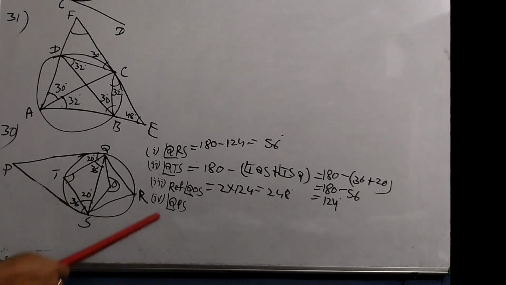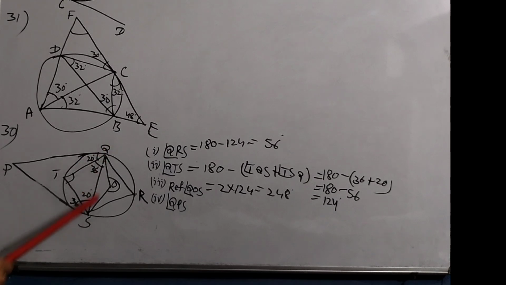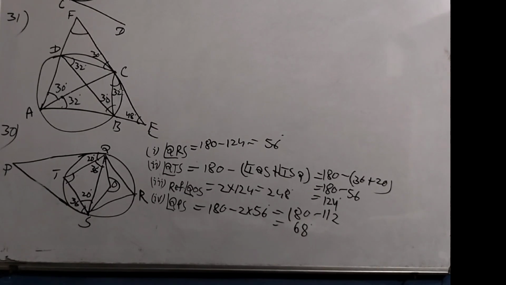Now to find QPS, this is a triangle. Here this angle is given and this angle is given, so you can find this one. This is 20 plus 36, this is also 20 plus 36. This is 56, this is 56. So this angle is 180 minus 2 times 56, so this angle is 68 degrees.